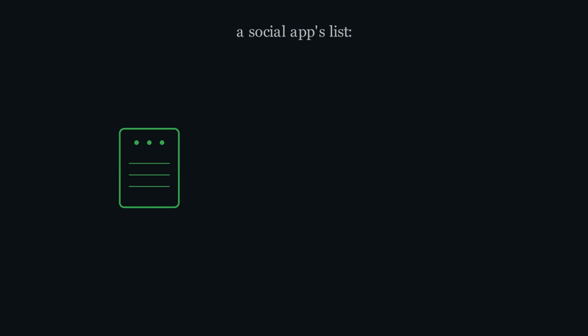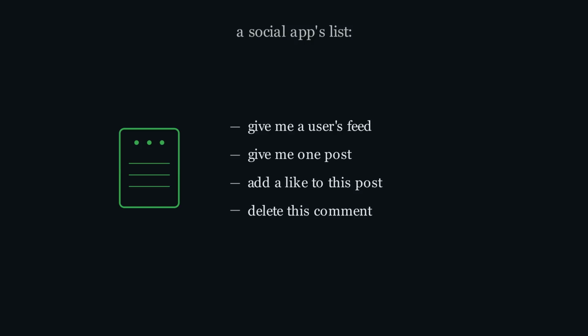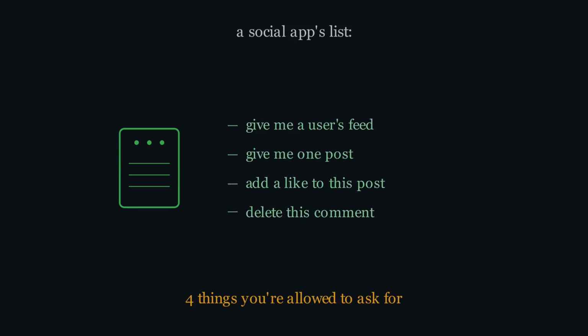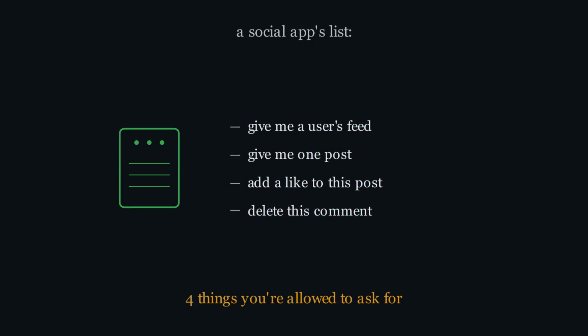For a social app, the list might look like this: give me a user's feed, give me one post, add a like to this post, delete this comment. 4 items. 4 things the outside world is allowed to ask for. Each item on the list is called an endpoint. You'll hear this word constantly. It just means one named request the system agrees to answer.